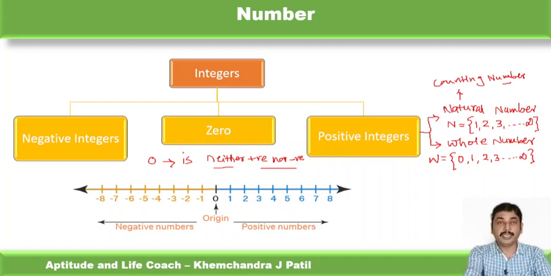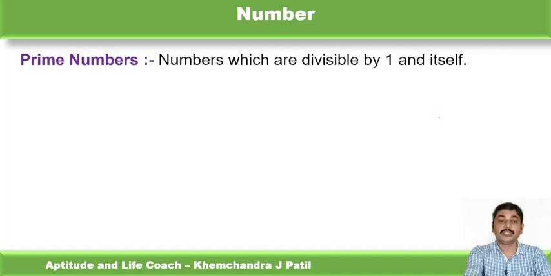Now, when you are thinking about natural numbers, we have some prime numbers also in natural numbers. What are prime numbers? The prime numbers are numbers which are divisible by 1 and itself.